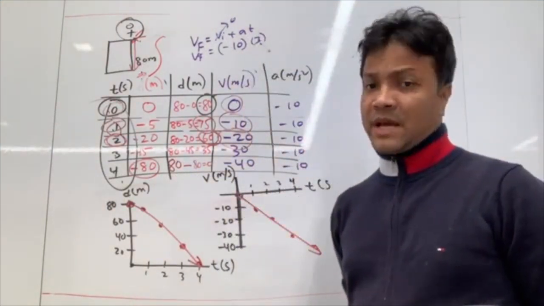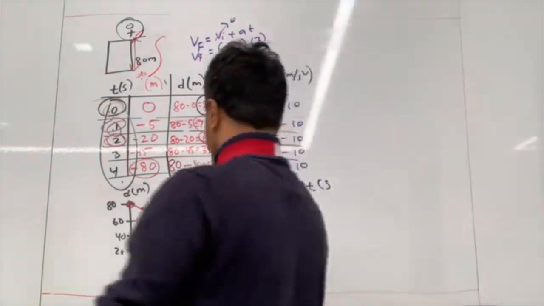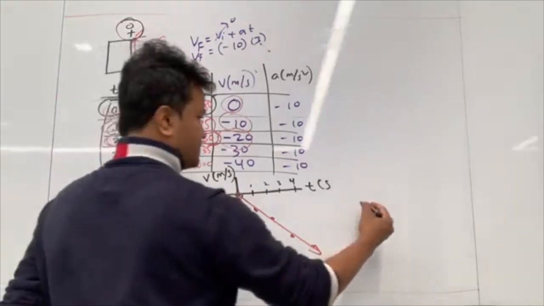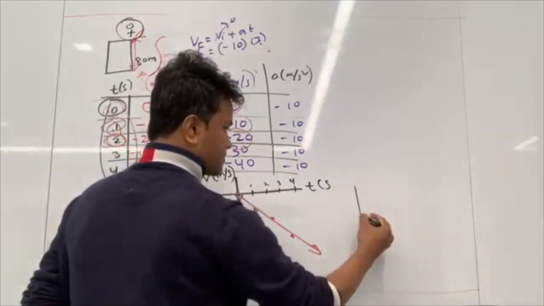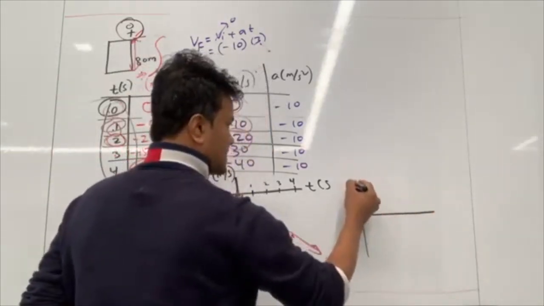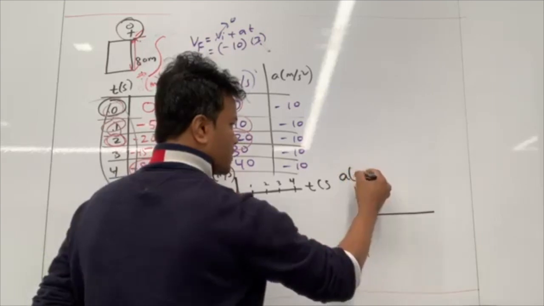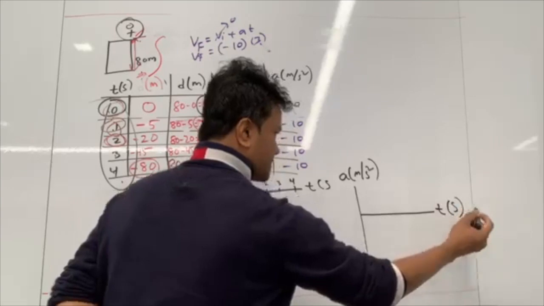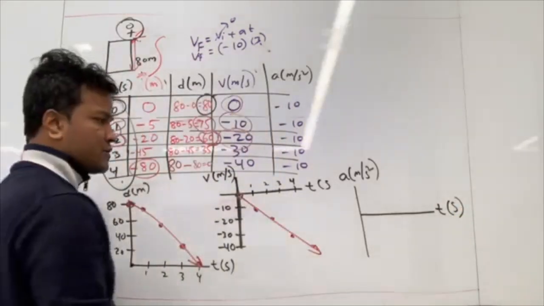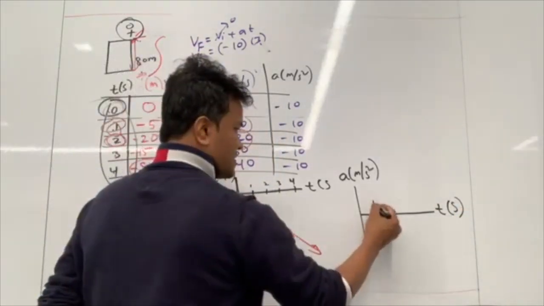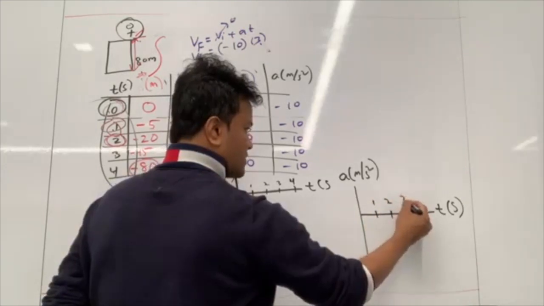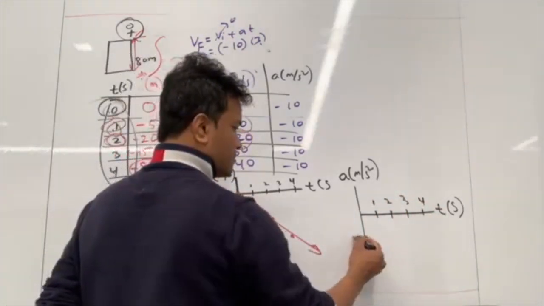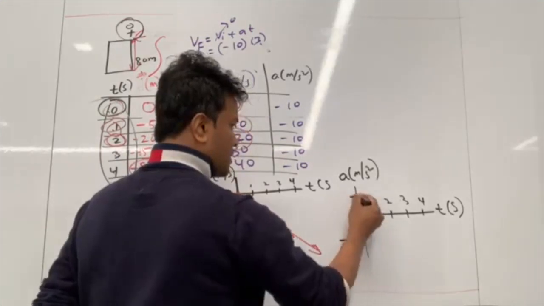Now let's see how the acceleration would look like. So this is our AT graph. This is our acceleration, meter per second square, and this is our time in second. Of course, this is 1 second, 2 second, 3 second, and 4 second. And we're gonna have -10, and we're gonna have +10.